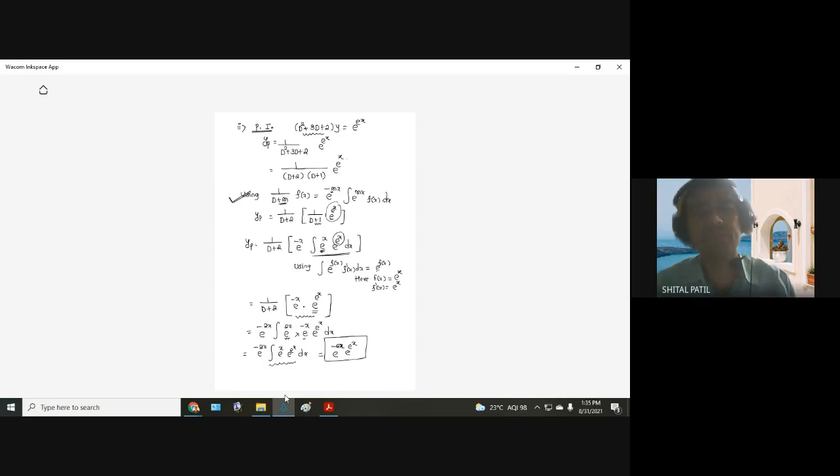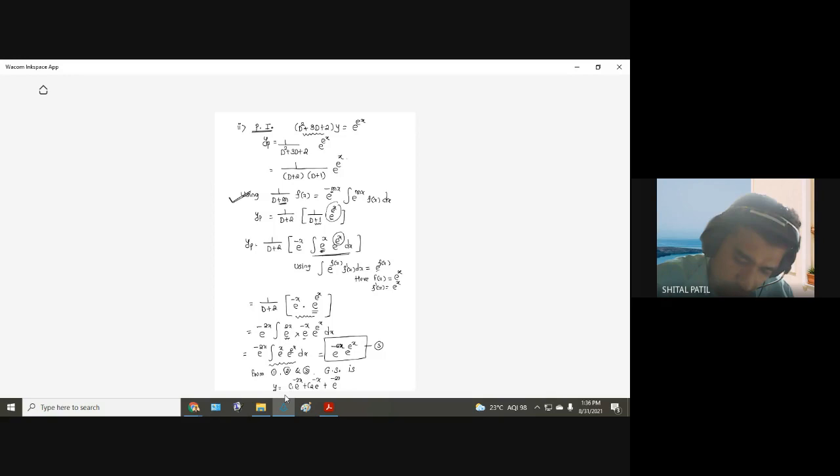Is everyone getting this? Okay, now let me combine the particular integral and complementary function. So from 1, 2 and 3, the general solution is y equal to c1 e raised to, what is it, tell me, minus 2x, plus c2 e raised to minus x, plus e raised to x.